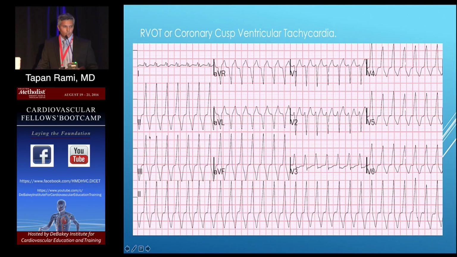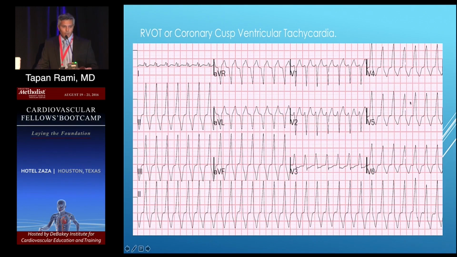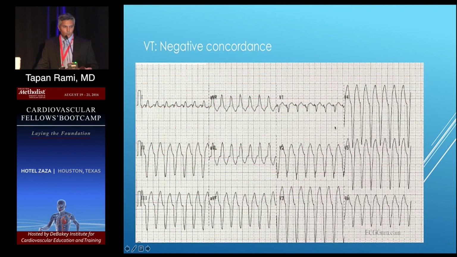So you have very tall R waves in the inferior leads. You have this left bundle morphology, and you have an R wave in V1. The precordial transition is about V3. So this is going to be somebody with a healthy heart who presents with this. This is one of those VTs that can actually terminate with adenosine. It looks very narrow for the most part, but if you look at this initial portion, it's rather wide. And this is what I was talking about, looking at concordance.